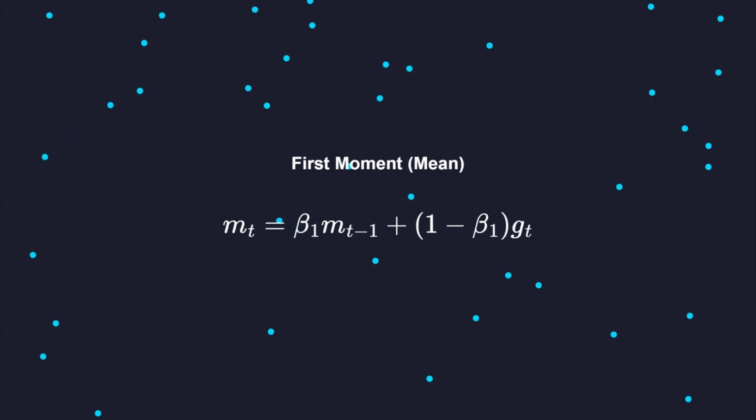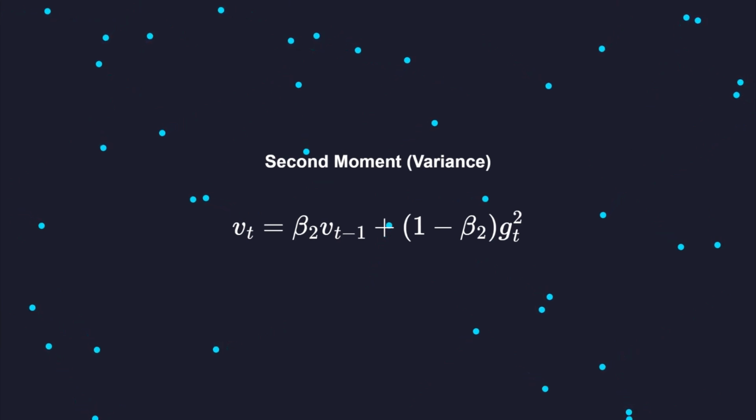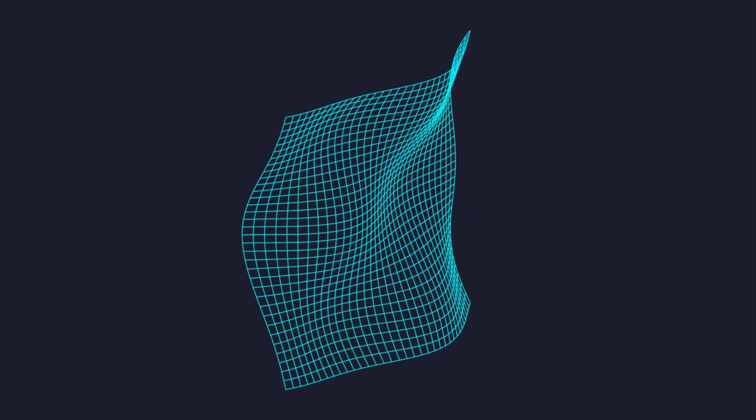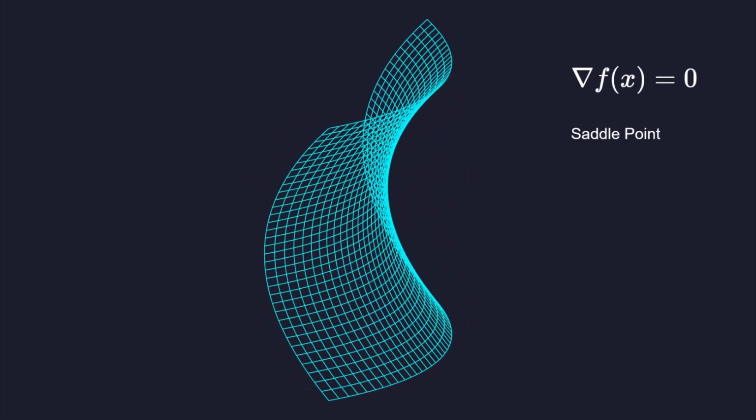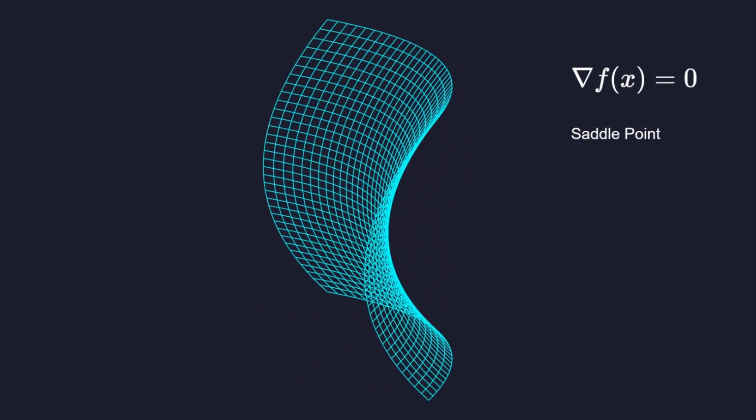Modern optimizers like Adam adjust the learning rate for each individual parameter. They track both the mean and uncentered variance of past gradients. In high dimensions, local minima are rare. The real challenge is saddle points, where the gradient is zero, but we are not at a global minimum.